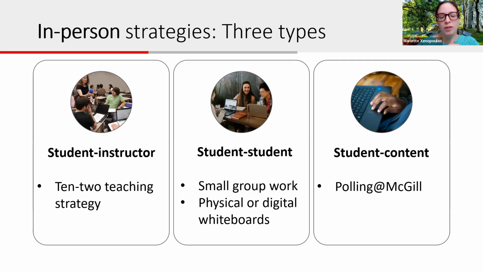And the next type of interaction is the student-student. So you could have students, for instance, do small group work. If you're in a classroom that has whiteboards or writable walls, you can have students use the whiteboards in the classroom. If there's no physical whiteboards, you can also use a tool called Mural, which is a digital collaborative whiteboard. And lastly, for student-content, you could use polling at McGill. Again, polling is really a great way to gauge students' understanding of the material and to get them really actively involved in their learning.